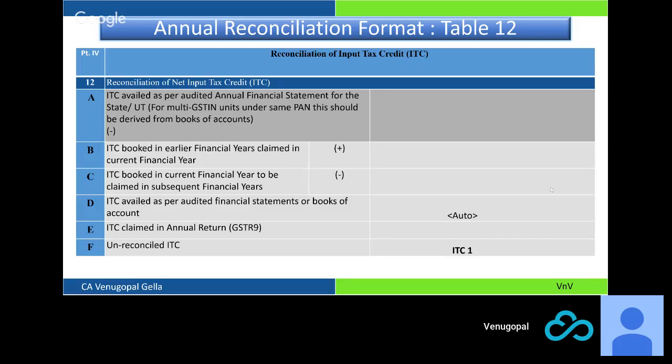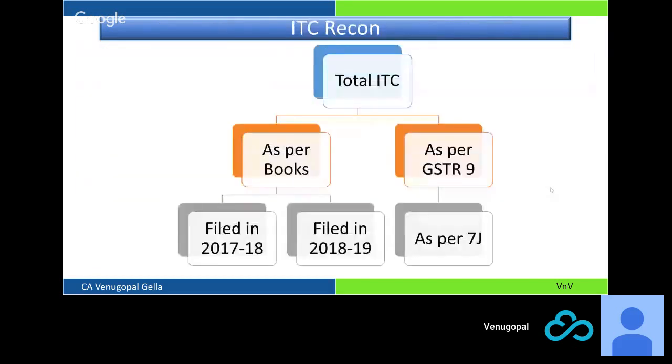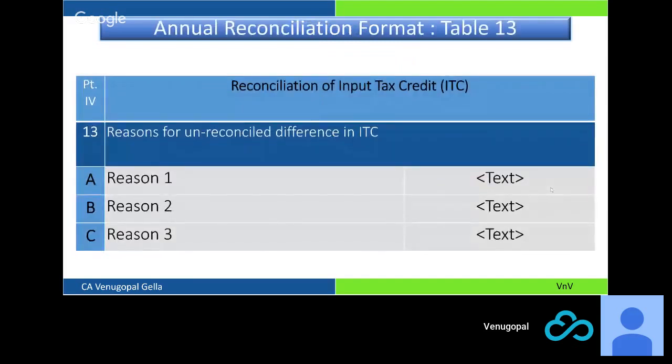This is reconciled in 12E with the input tax credit which the registered taxpayer is disclosing in GSTR-9. The reference in GSTR-9 is table 7J. If this is not matching, we will give an explanation. So my ITC as per books, which is filed in 1718, filed in 1819, I segregate and compare with GSTR-9 table 7J. Any difference which is not matching is explained in table number 13, why the difference is there and why it is not matching.